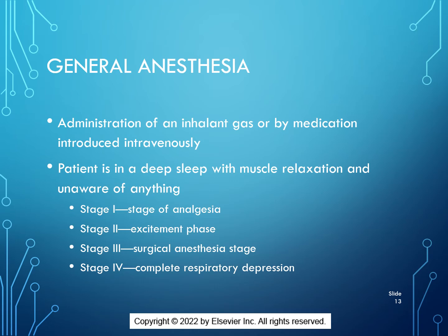General anesthesia is induced by the administration of an inhalant gas or an IV medication. During general anesthesia, the patient is in a deep sleep state with muscle relaxation and is not aware of anything going on in the operating room. General anesthesia has 4 stages. When the patient awakens from anesthesia, progression through the stages will occur in reverse. We can see the 4 stages of anesthesia on page 752 in box 37.3.